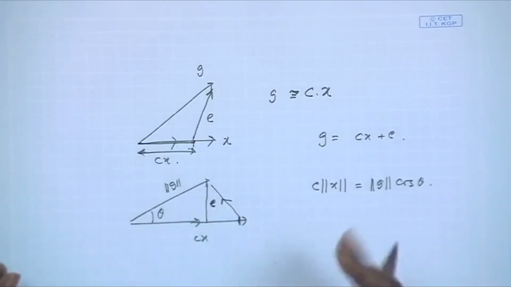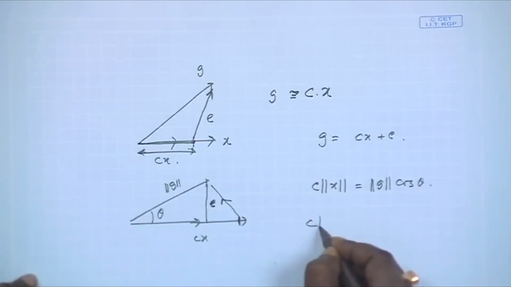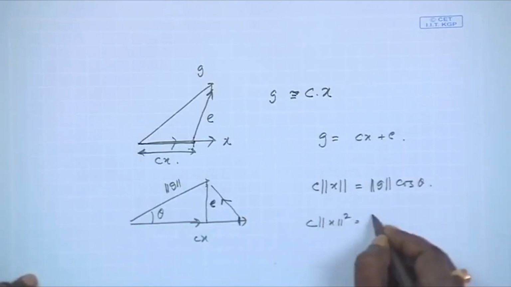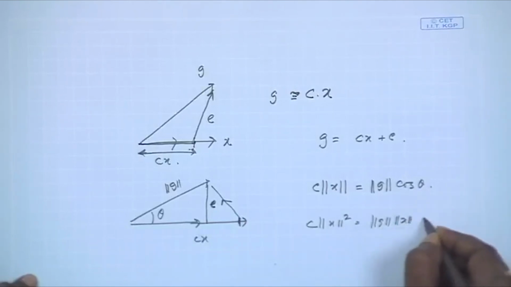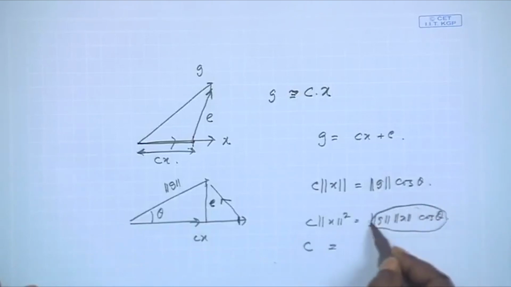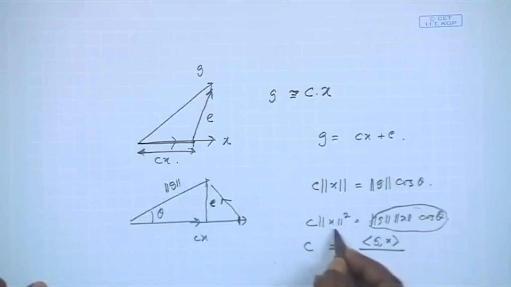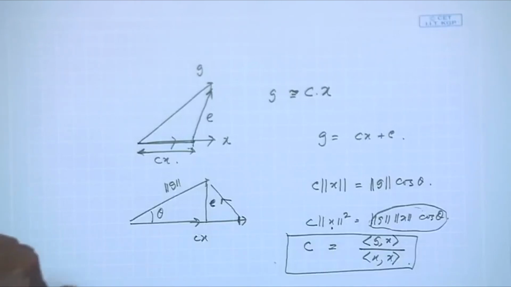Now on both sides I will multiply by the modulus of x, or the length of x. So C mod x square must be norm g norm x cos theta, right. Now go back to our earlier definition. So we get C, this is nothing but the dot product of g and x divided by the dot product of x with itself. So this is how the optimal C can be represented.